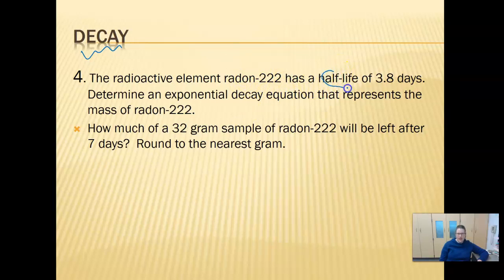It has a half-life, and half-life means that our multiplier is going to be 1/2. Its half-life is 3.8 days, which means after 3.8 days, there's only half left, right? So when we do X, that's going to be on the bottom, and then on top goes how much time goes past. Determine an exponential decay equation that represents the mass of radon. So at first it's just asking us to write the equation. So we're just going to write this equation, but we're going to enter the stuff that we know so far. So we'll call this one that we don't know yet T on top of X.